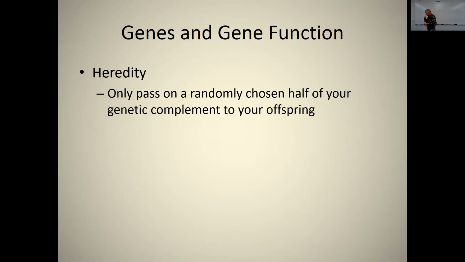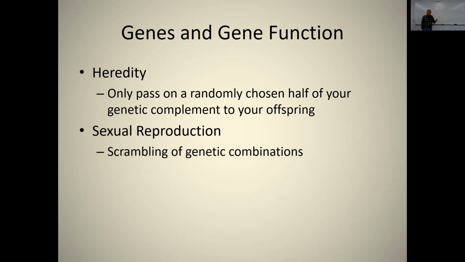Okay. So you only relate to your children by one half. You gave them a randomly chosen half of your genes. And that's what sexual reproduction is all about: scrambling of genetic combinations. The whole idea is to scramble things up to make new combinations so that your offspring are genetically distinct from you and distinct from all of their siblings.